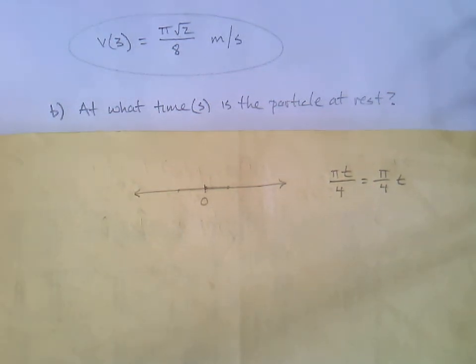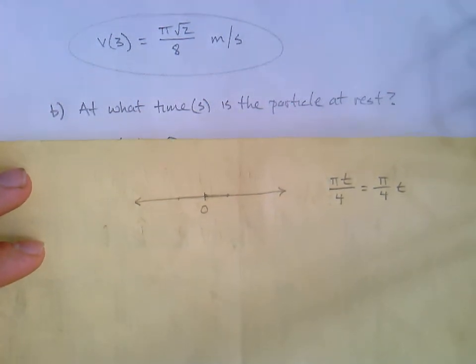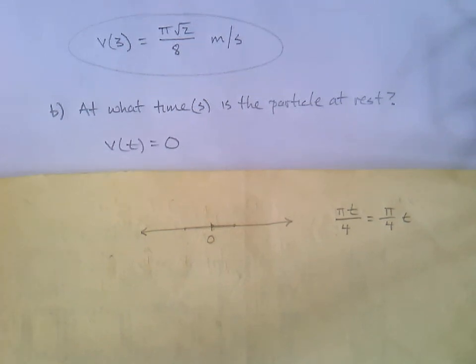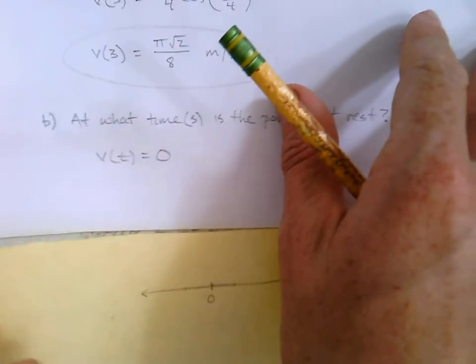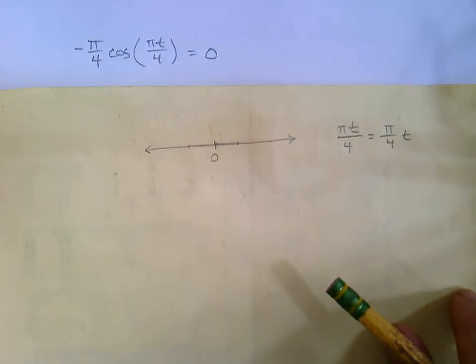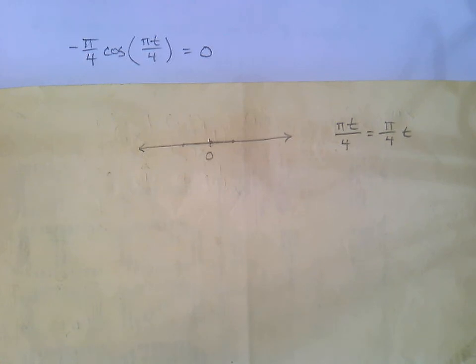Well, how can we find that, algebraically or with calculus? At what time is the particle at rest? That's when the velocity equals 0. Well, of course. All right, so we know what the velocity is already. Negative pi over 4 cosine of pi t over 4 equals 0. What value of t, or maybe there's more than one, will cause the velocity to equal 0? Let's solve this for t.